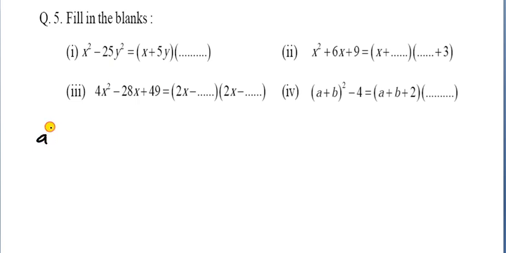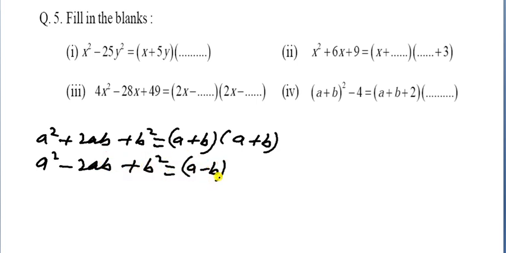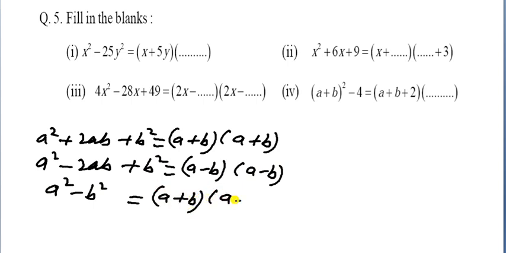The first one is a square plus 2ab plus b square, that means it is (a plus b) and (a plus b). In the second, it is a square minus 2ab plus b square, and that one is (a minus b) and (a minus b). And the third one is a square minus b square, that is (a plus b) and (a minus b). So these are the identities which are used in your questions.